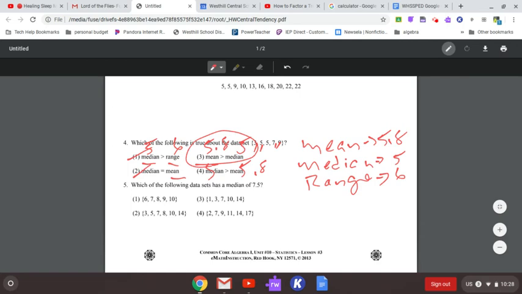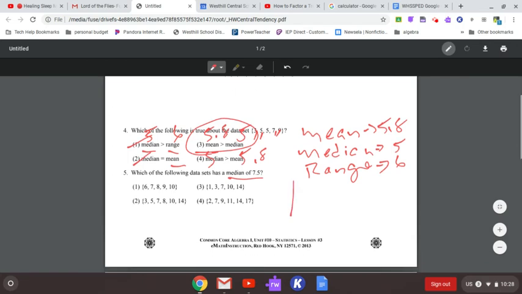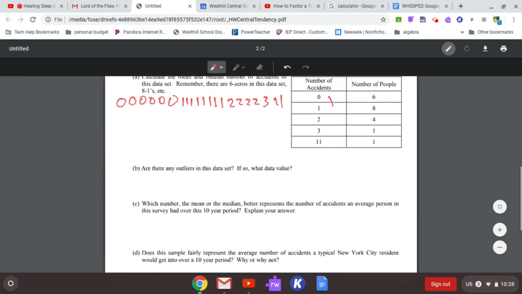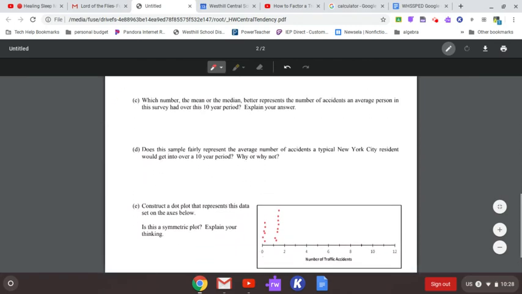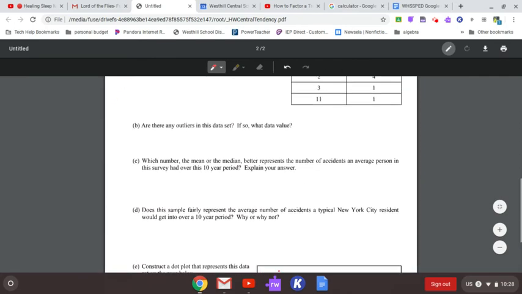So number 5, it's just asking for which one has a median of 7.5. The easiest thing is just to go through and use process of elimination. Now, if we take a look at 6, I'll go through 6 with you. It goes all the way through E.